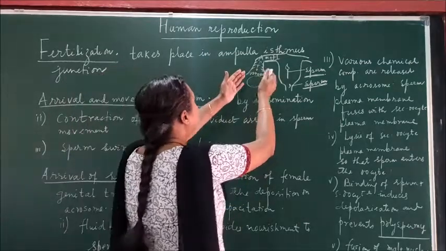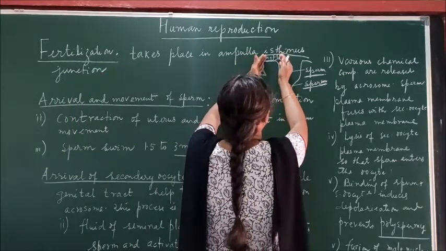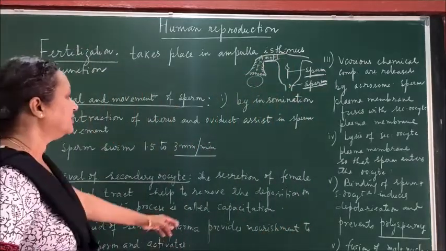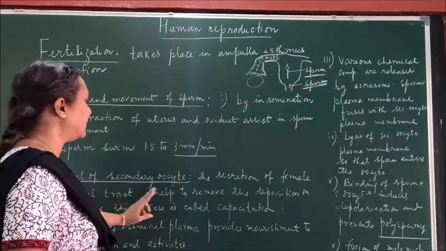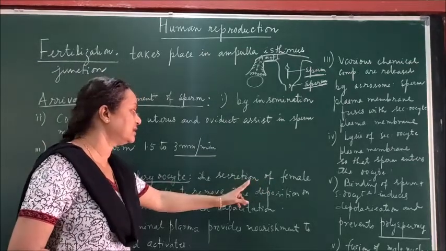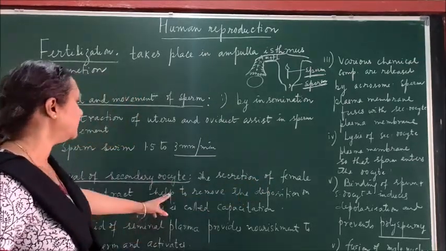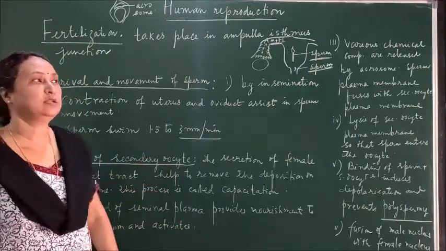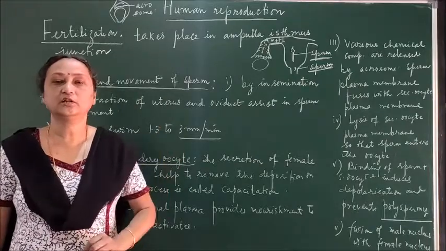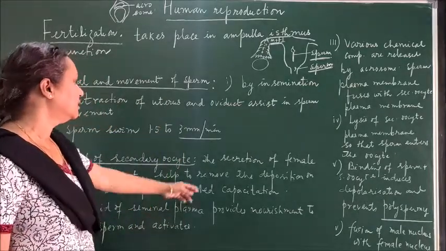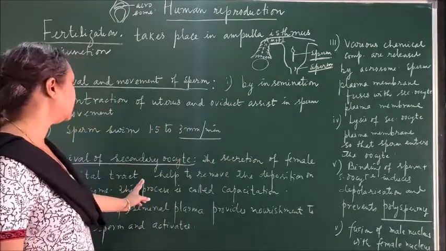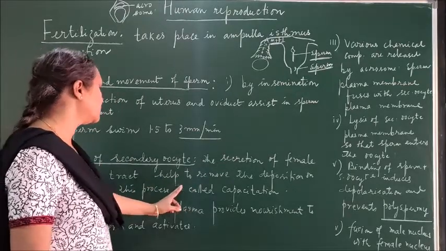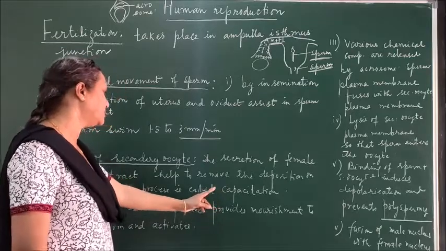So if in the ampulla and the isthmus junction they are present, then there is a possibility of fertilization. Then the release of the female genital tract. The female genital tract is releasing many secretions. So how the ovum or the secondary oocyte is moving in the oviduct or the fallopian tube, the secretion of the female genital tract helps to remove the deposition on the acrosome. This process is called capacitation.